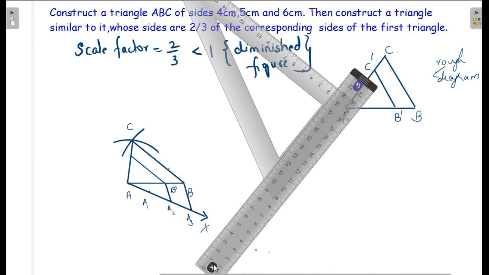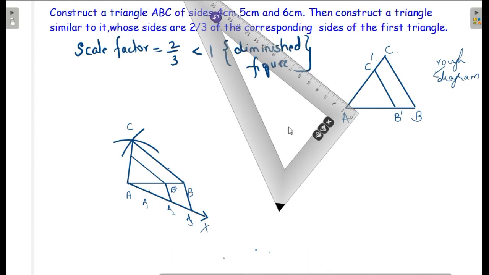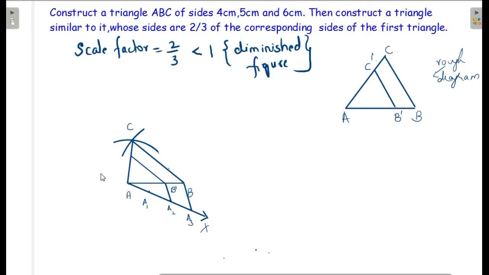So let us close this and this too. Now this line is parallel to BC. As this point is C, we can mark this point as C dash. So the required similar triangle is A, B dash, C dash, the required similar triangle.